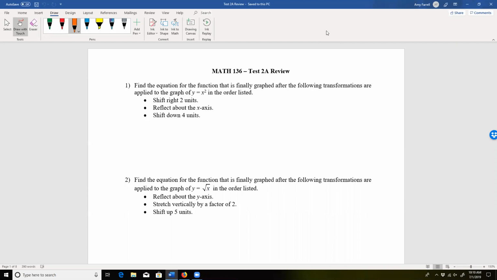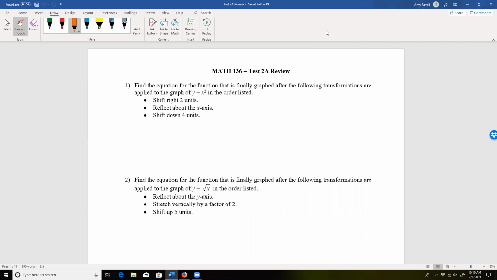In this video, we are going to take a look at the Test 2A review. Let's jump on in here. So number 1 asks us to find the equation for the function that is finally graphed after the following transformations are applied to the graph of y equals x squared in the order listed below.